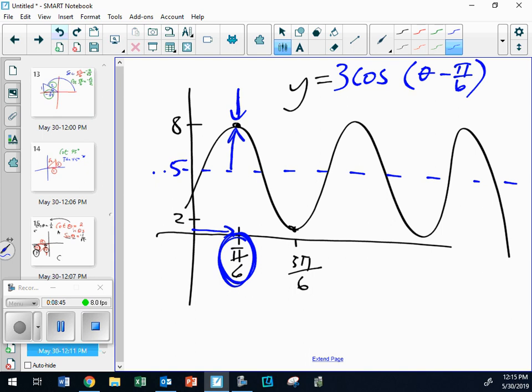Has this one been shifted up? Oh, yes, it has. This dotted line should be right at 0, but it's not. It's at 5, so that's plus 5.